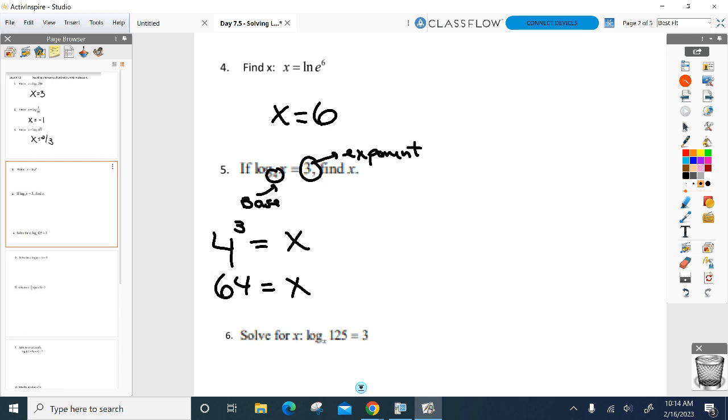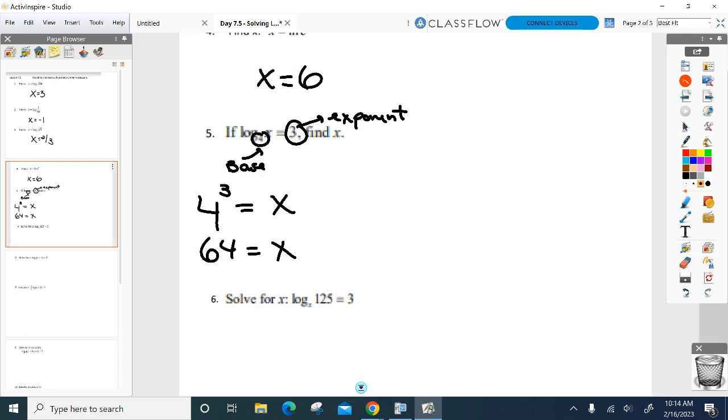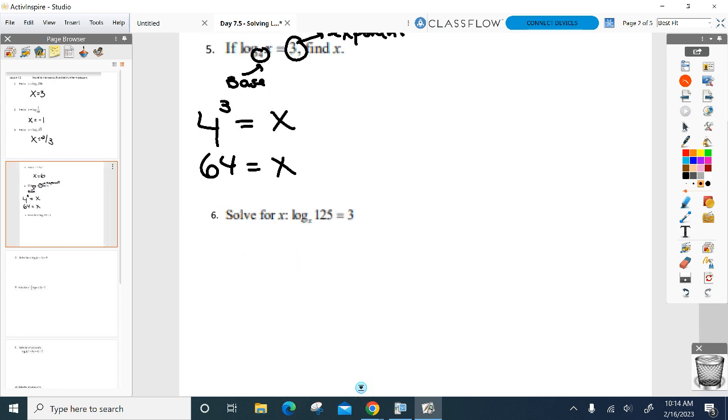Then it's up to you guys how you want to solve it afterwards. All right, 6. Now I'm going to start numbers here. How do I convert that to an x? Again, don't try to solve a log equation. Don't try to solve it. Convert it to exponents. Convert it to a base and an exponent.